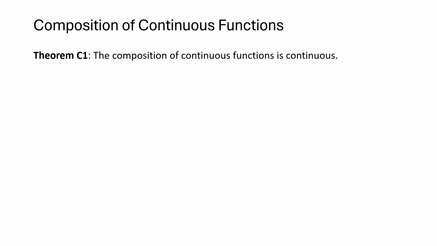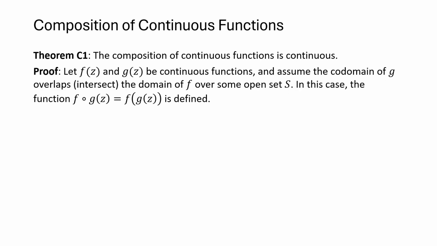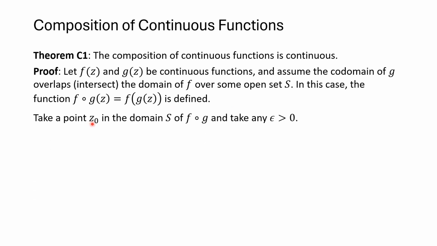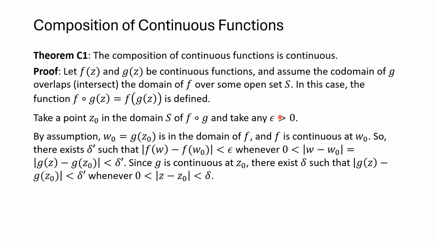The composition of continuous functions is continuous. To prove that, we'll assume we have functions f of z and g of z that are continuous over a set S, and we'll take any point z sub 0 in the domain of the composition and take any epsilon greater than 0. By assumption, w sub 0 equals g of z sub 0 is in the domain of f, and f is continuous at this w sub 0.